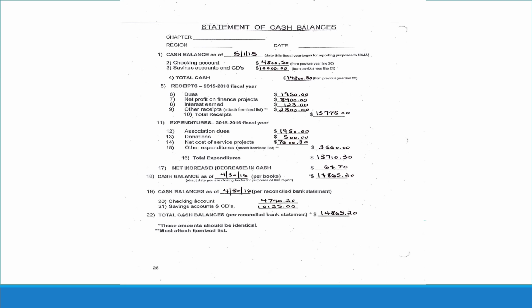Okay, now go to the View Cash Statement of Balances and make sure that lines 18 and 22 are equal, that your book balance equals your reconciled bank balance. If it does not, then you must search for the errors. Once the report balances, print a copy for the files that would be handed down to the next treasurer.